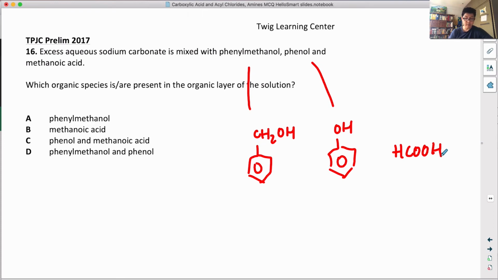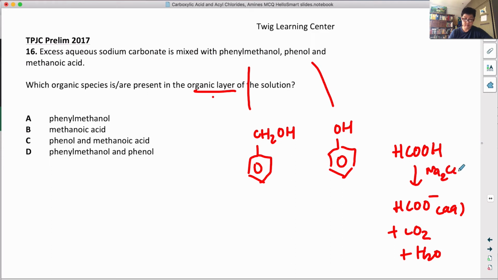Which of the organic species are present in the organic layer? The organic layer is the one that didn't react with the sodium carbonate. So this one will actually react with sodium carbonate. You get COO minus, becomes aqueous. Of course, you get carbon dioxide and water when you react with sodium carbonate. So this one will be in the aqueous medium, and all the others will be in the organic layer. So you get phenol, phenylmethanol, and phenol. Good. Let's move on to the next question.